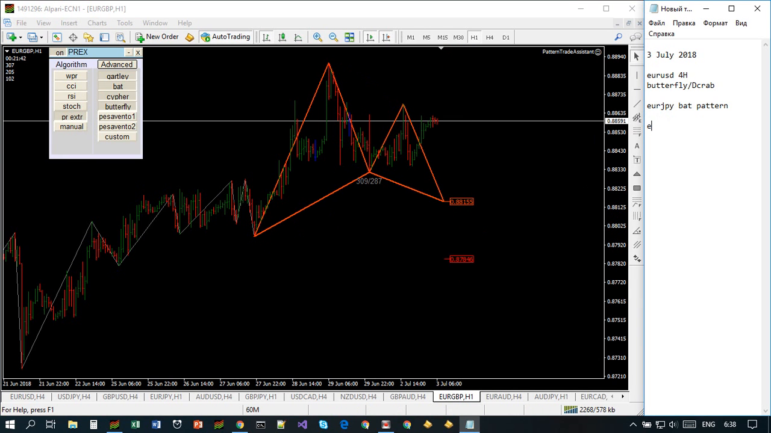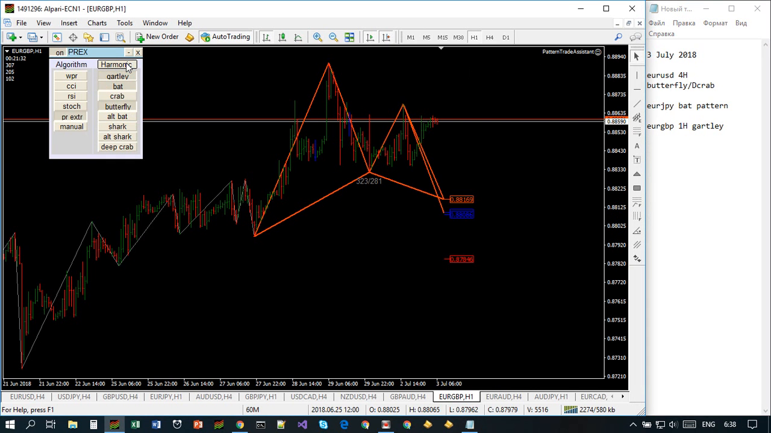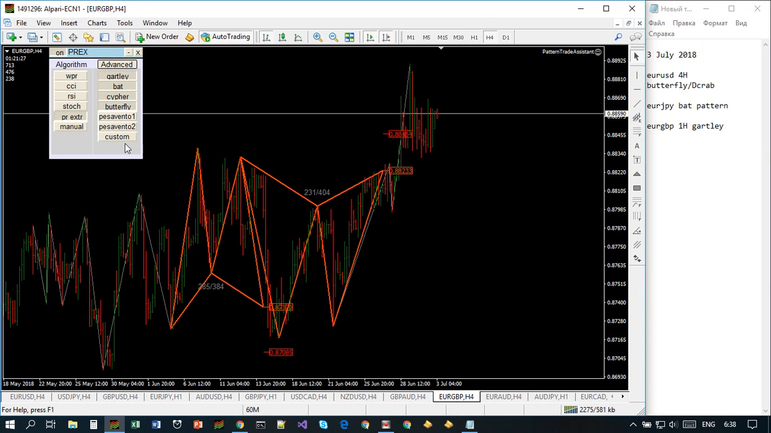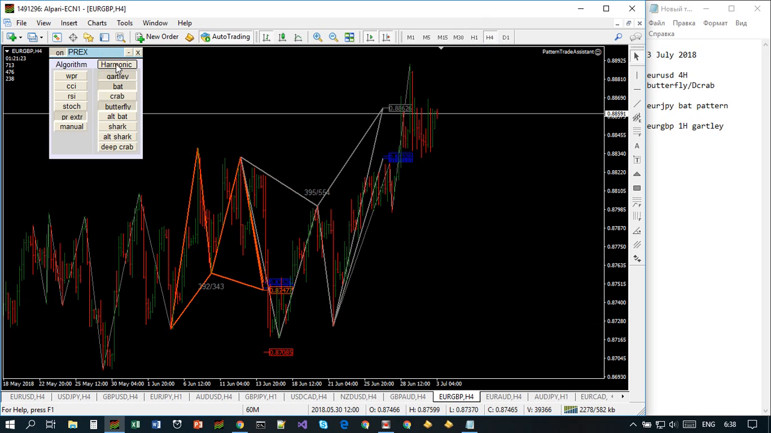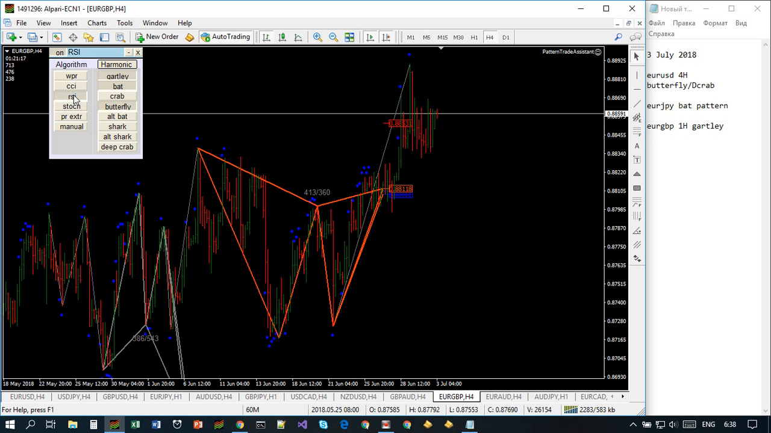Let us type Euro GBP 1 hour. Gartley, and it is seen by harmonic approach as well. Let's go 4 hour advanced approach, nothing. Harmonic approach, a butterfly pattern completed.